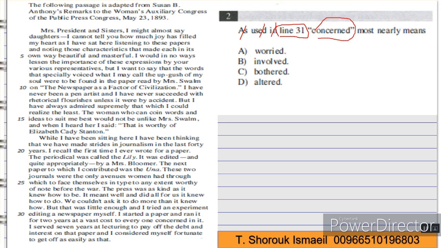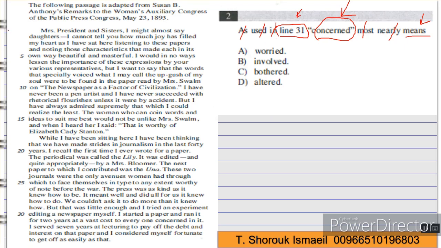Concerned, this is the word that I need to find in the context. Forget about "most nearly," I don't need it. I want its meaning. So these are my clue words. This is what I actually read in the question. But the rest, I don't look at them because I don't want anything that wastes my time. These are time wasters. We don't need them.